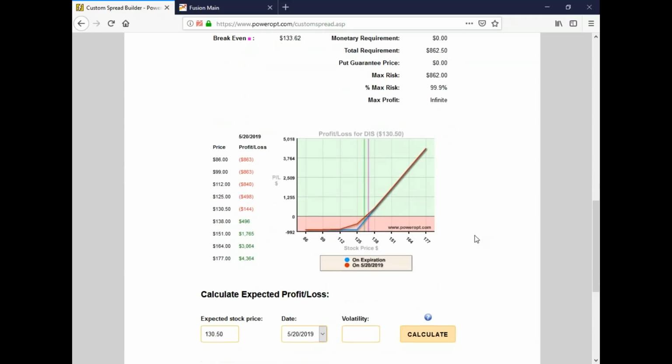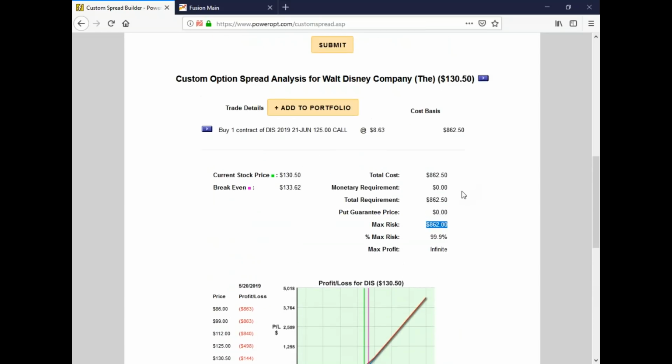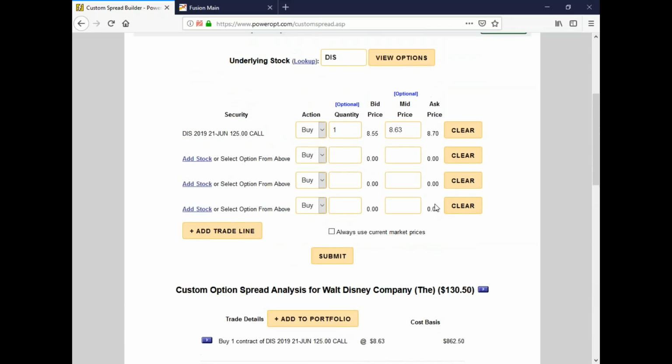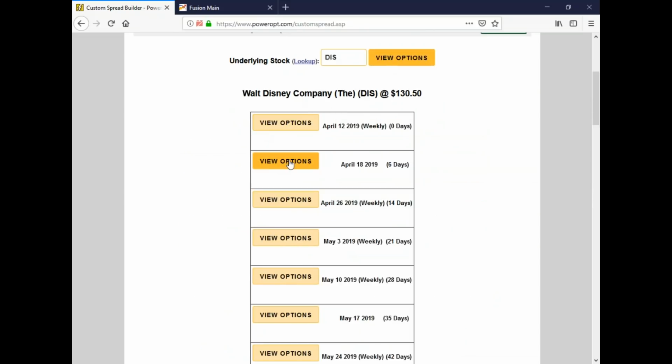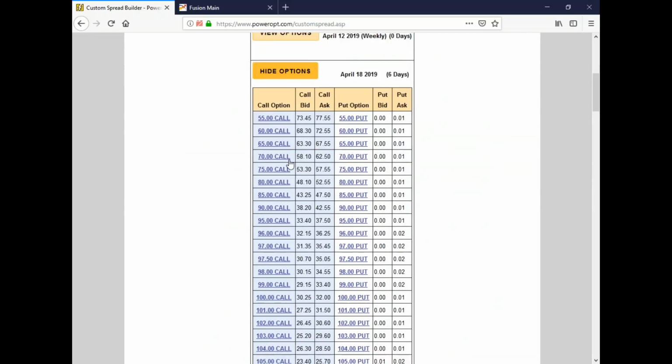So here's our profit and loss of our long call position. We know our break even is up at 133.62: strike price of our call 125 plus that 8.62 premium at midpoint. Now, let's sell an out of the money near term put, maybe even in April, say a 120 or a 115. Okay, let's go to standard 6 days out.